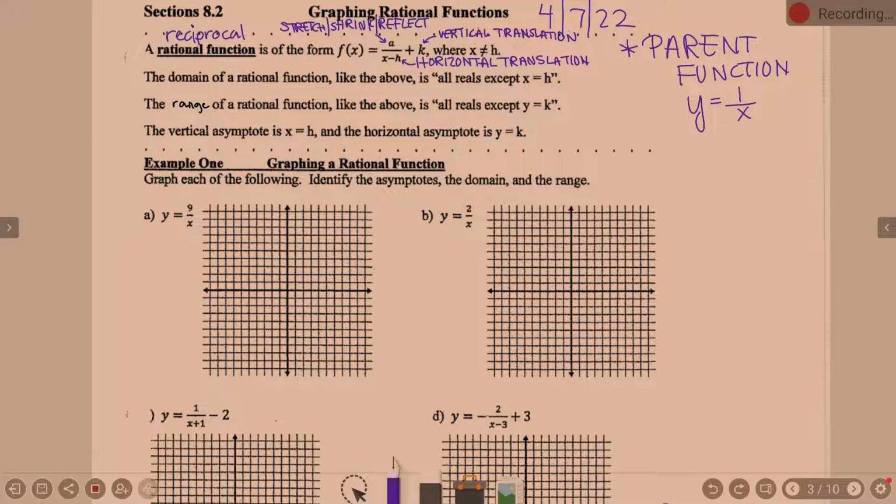I'll go through that. Notice on the next line there's a typo. Did you guys catch that? It says domain again on your paper. What should it say? Range. I've already changed mine, so please change yours.